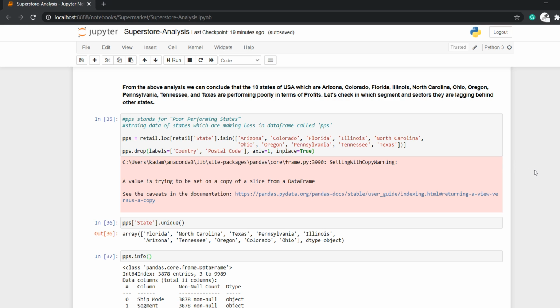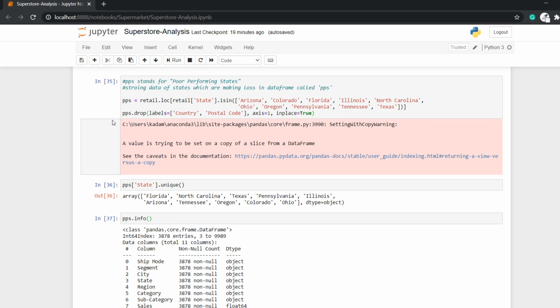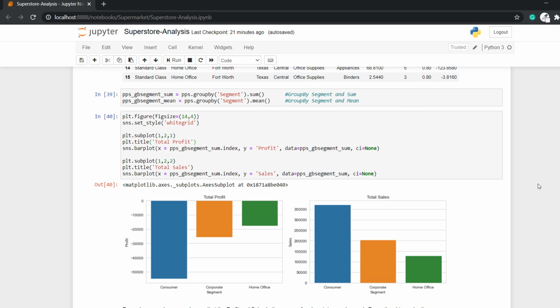So what we'll do is separate them out into a different data frame and analyze it separately. Here I have created a variable named PPS. This stands for poor performing states. We'll isolate all the poor performing states in this data frame. As we did earlier, here we are grouping our data by the segment and calling the sum and mean method on it.